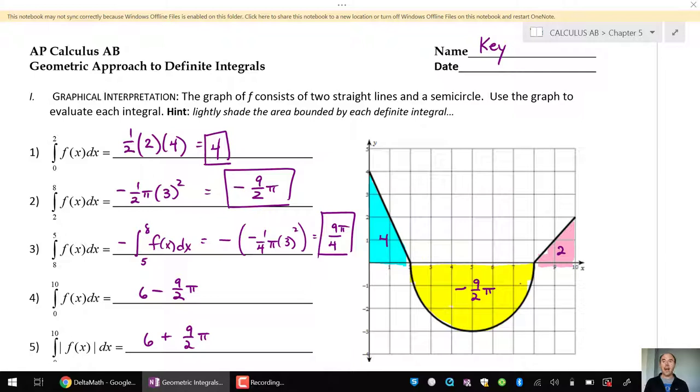Number 4, the entire region under the curve from 0 to 10. So I'm going to add up the positive area regions, 4 plus 2. I'm going to subtract the 9 pi over 2, so 6 minus 9 pi over 2 would be that value.